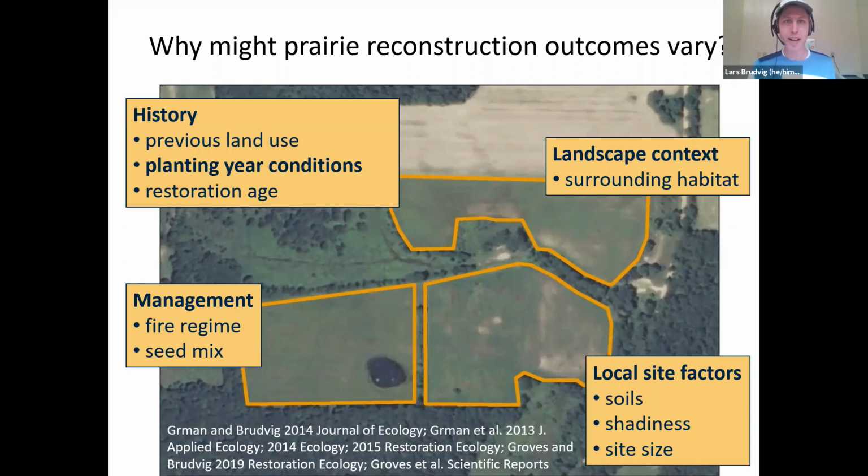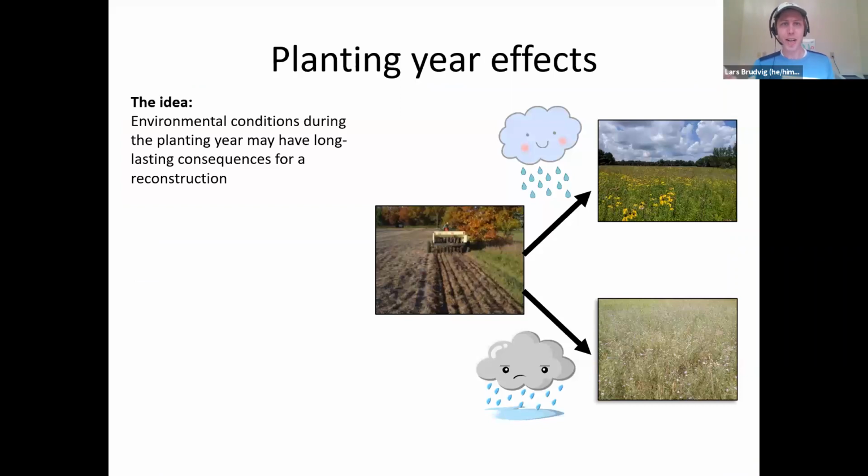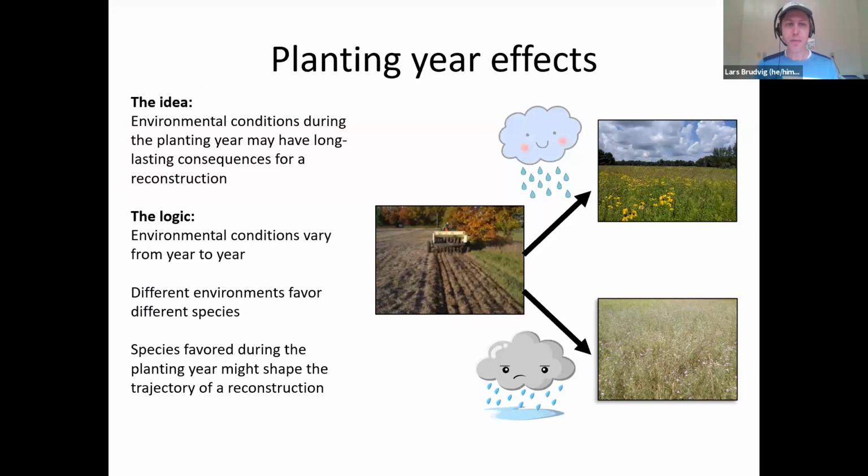So how might that work? Okay, so the idea behind these planting year effects is that environmental conditions during the planting year may have these long-lasting consequences for a reconstruction. And the logic behind this is that environmental conditions vary from year to year. Now, one condition that we commonly point to as causing planting year effects is rainfall, but I'll consider in a little bit some additional conditions or factors that might vary from year to year. So these environmental conditions can vary.